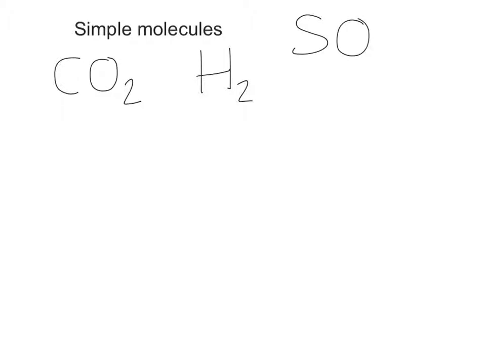Simple molecules are molecules that are made up of only a few atoms. So, for example, carbon dioxide, only 3 atoms. Hydrogen gas, 2 atoms. Sulfur dioxide, 3 atoms. Methane, 5 atoms. All of these are only made up of a few atoms, and you can give them a definite formula where it tells you how many atoms are in the molecule.